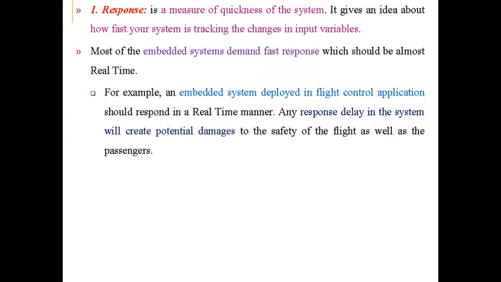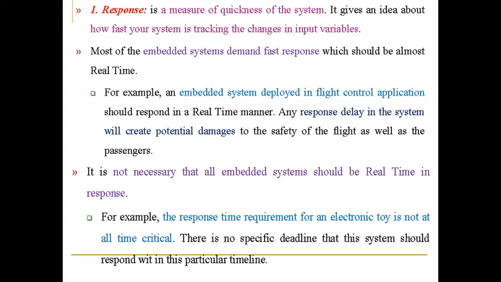The first one is the response. The response is the measure of the quickness of the system, how fast your system is going to respond to the input variables. Most embedded systems demand a fast response, which should be almost real time. For example, in a flight control application or automatic brakes in cars, they should respond in a real-time manner. Any response delay in that system is going to create potential damage to the safety of the flight or the car as well as the passengers.